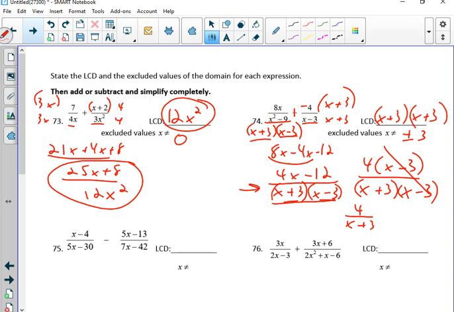The problem with the right side, if you went right to that and didn't do the excluded values yet, a lot of times people look at this and say, oh, excluded value is just negative 3. No, you've got to go back to the original. And that's both plus or minus 3.